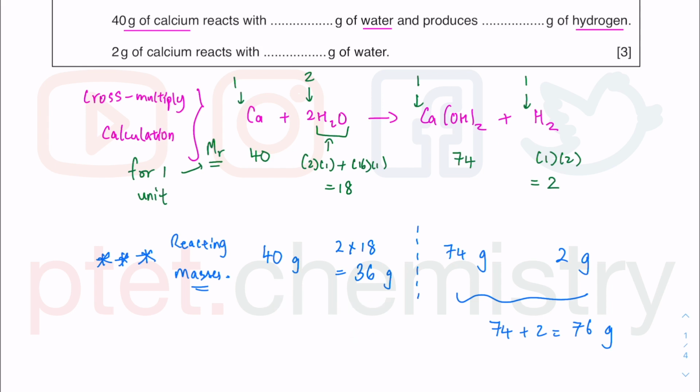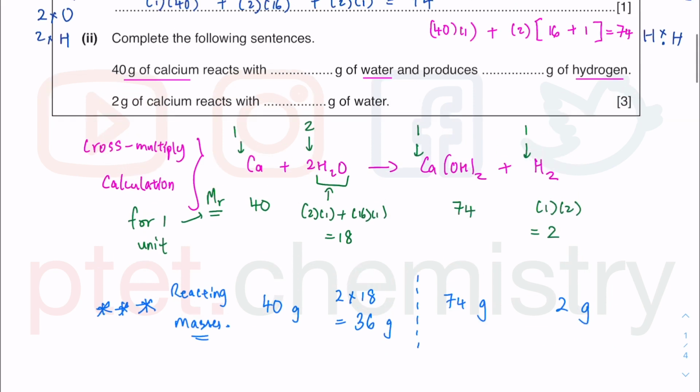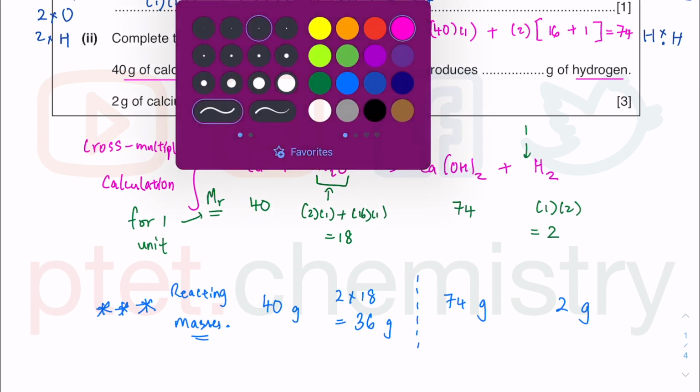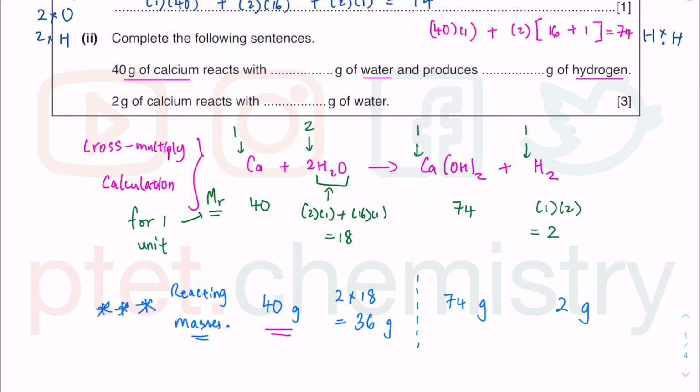Alright, now onto the most important bit of the calculation. They say 40 grams of calcium reacts with how many grams of water? These are called reacting masses. So 36 grams of water reacts with 40 grams of calcium. How many grams of hydrogen do you get? You get 2 grams. So there is your calculation there, okay?